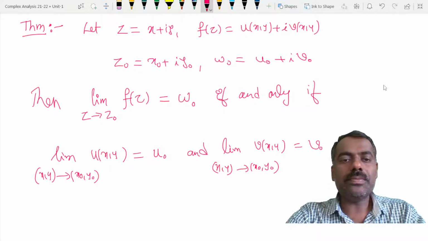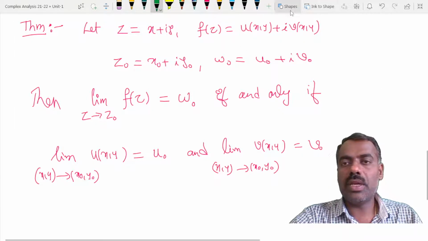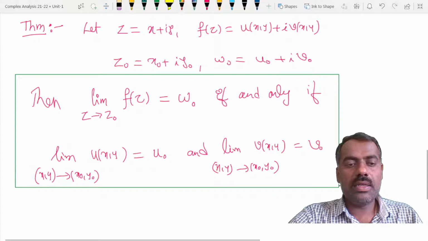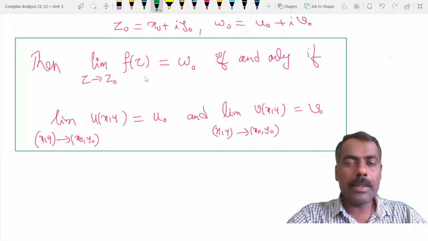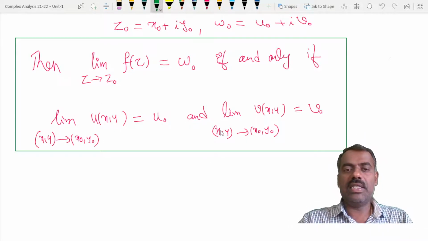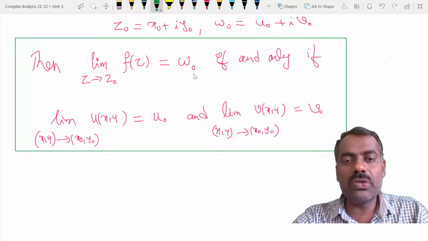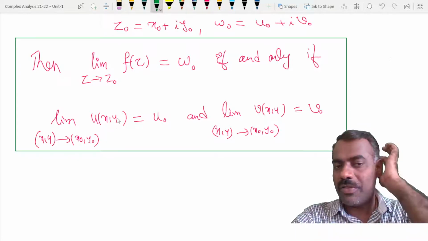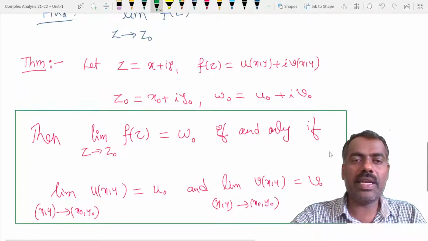Is this statement clear? Any problem? Yes, sir. This gives the relation between limit of a function of a complex variable and limits of real valued functions. So if we know limit of f of z is w naught, then we know that limit of u of x comma y is u naught, and limit of v of x comma y is v naught. Right?